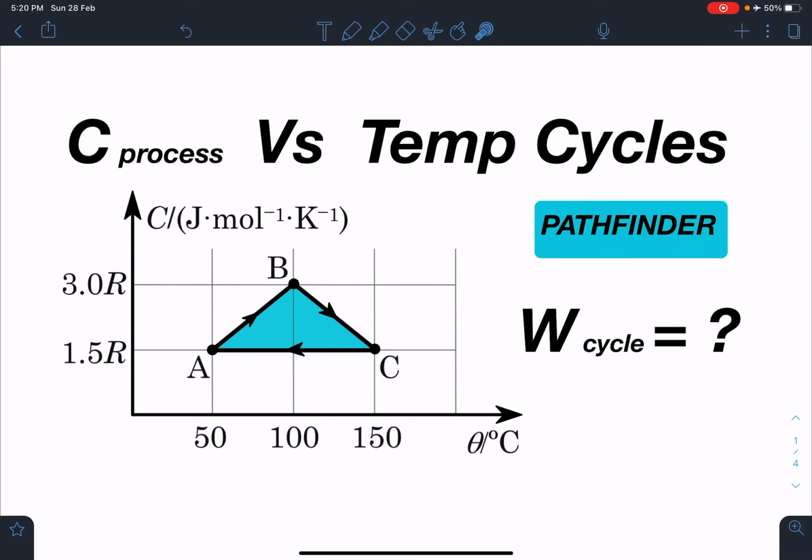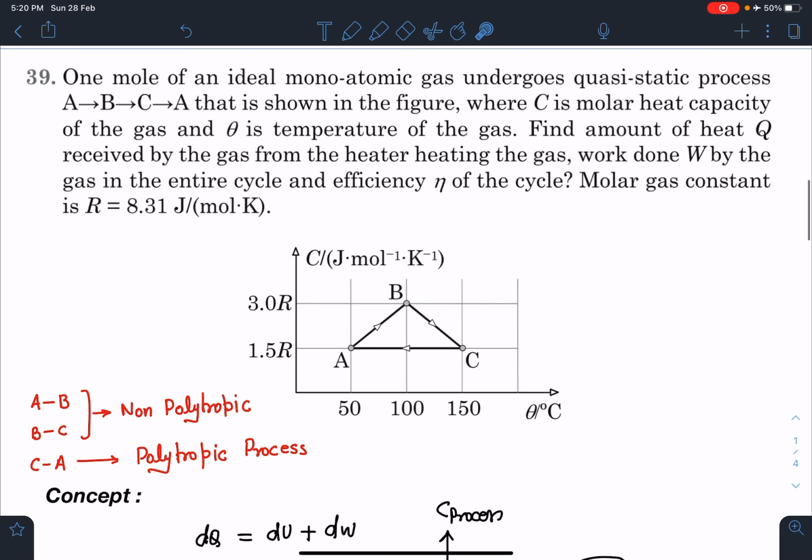Guys, this is Nitin here, and today I've come up with a very interesting and very important problem for JEE Advanced 2021. It is C process versus temperature cycles, and we have to calculate the efficiency of the cycle here. This is from Build Up Your Understanding, problem number 40 or 39, I think, from Pathfinder. So here is the statement of this problem.